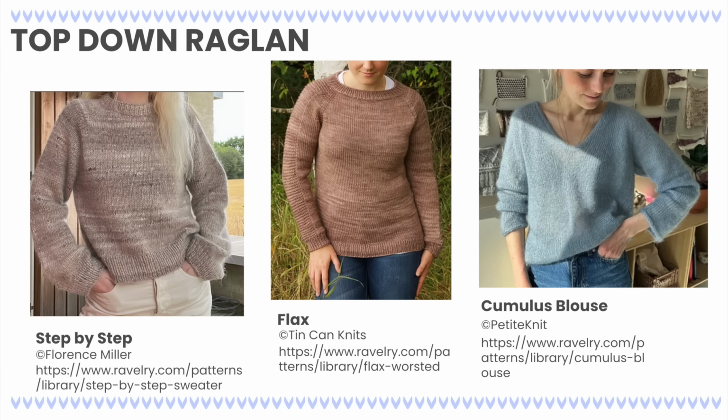So here are 3 examples of top-down seamless raglans. So you're casting on at the neckline. I think probably for the first 2, you are working the neckline, like the edging first, and then getting right into the sleeve and the body shaping. And the cumulus blouse has a V-neck, so you're probably going to start that flat and get the V-neck shaping done and then join in the round and finish.